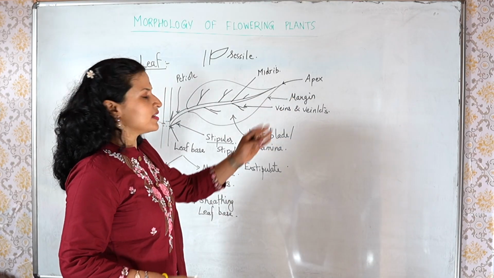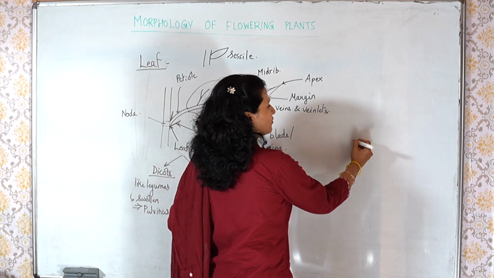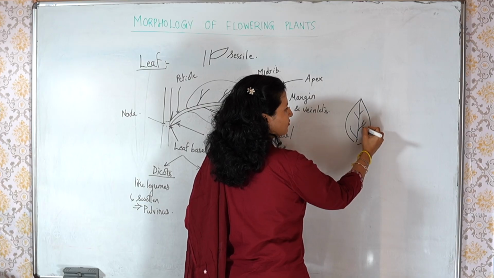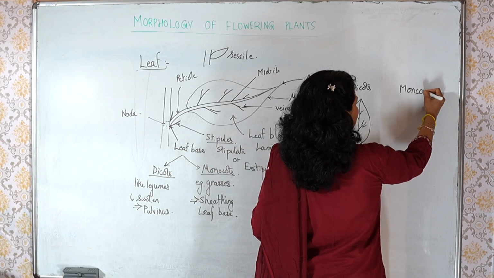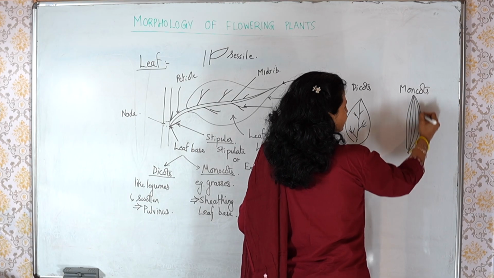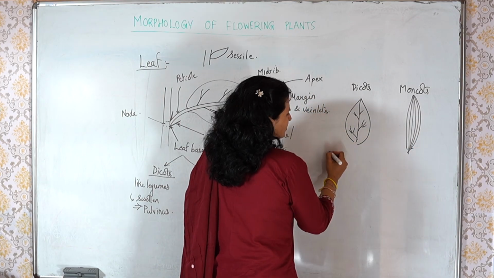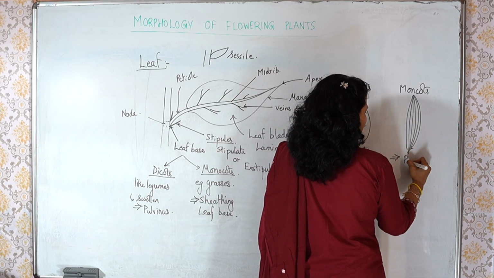These veins and veinlets can be arranged in two different types. In dicots, the arrangement of the veins and veinlets is usually in the form of such a network. This is in the case of dicots, and in the case of monocots, the arrangement of the veins will be like this. The veins and veinlets run parallel to each other without forming a network. This is known as reticulate venation, and this one is called parallel venation.